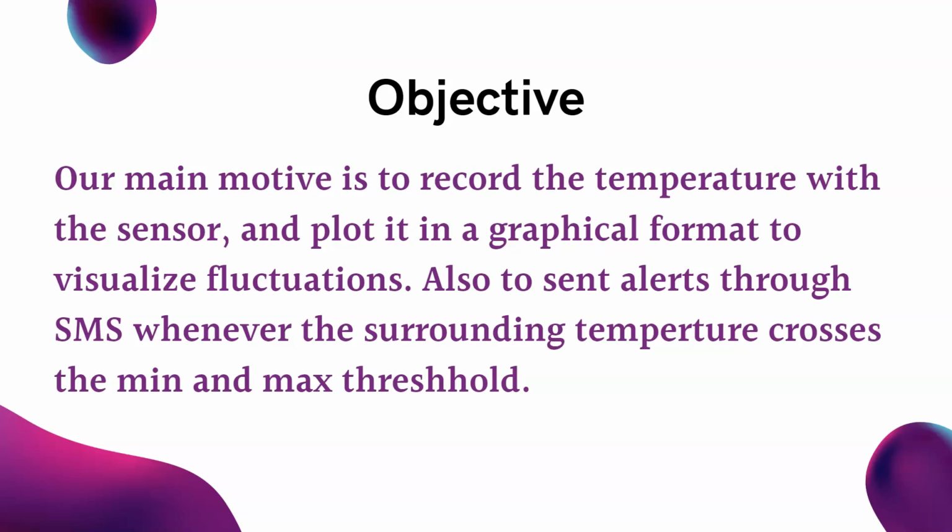So this is the first part of the project, and the second part of the project is about sending SMS alerts whenever the surrounding temperature is going to cross the minimum and the maximum threshold. So we need to explicitly define the maximum and minimum temperature threshold in our Python code, and based on that, whenever the surrounding temperature increases above the maximum threshold or falls below the minimum threshold, it's going to send SMS alerts to the registered phone number. In that way, the person who is registered to receive the SMS will be alerted as soon as there is an unnatural temperature fluctuation that is not wanted.